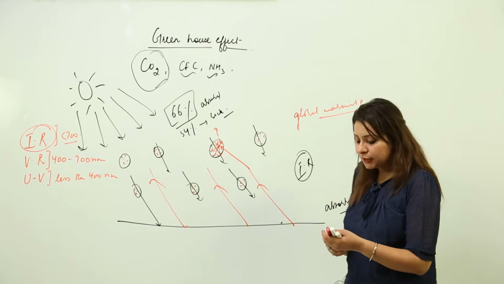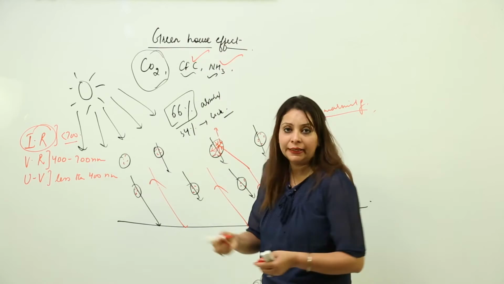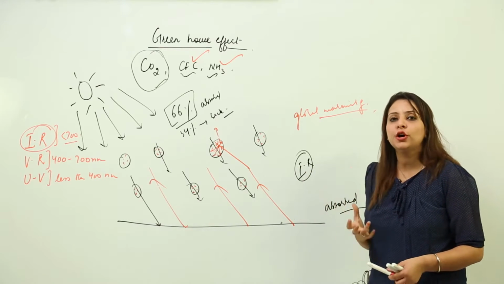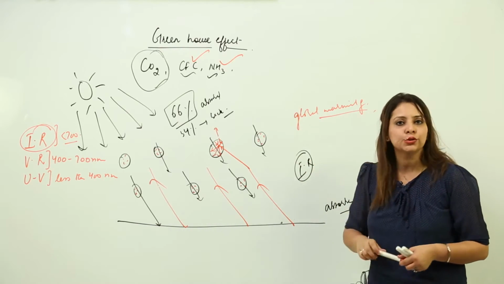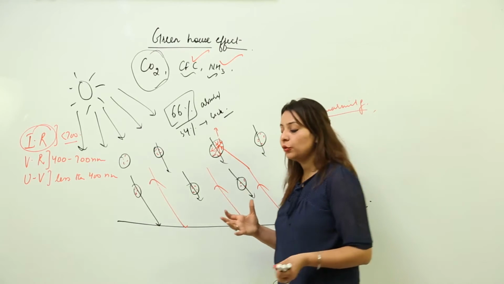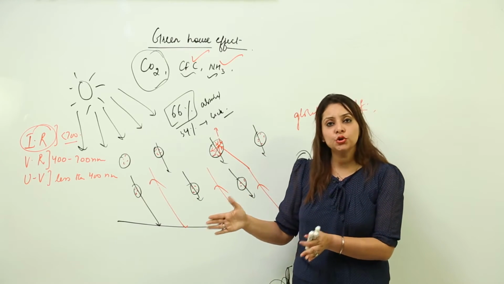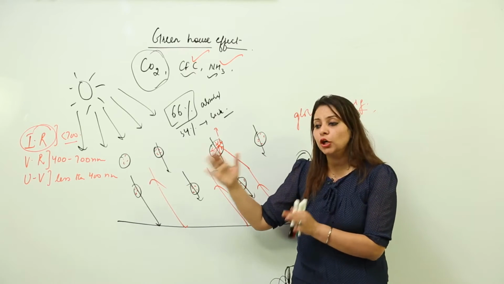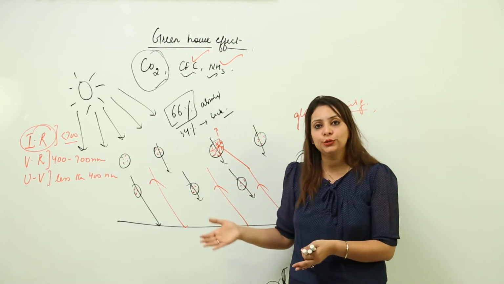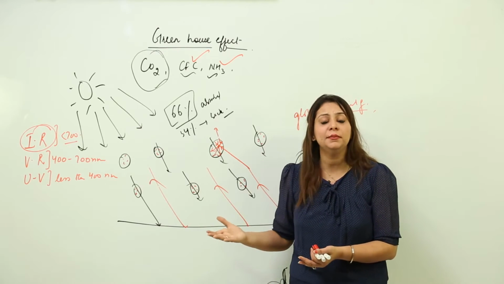The gases which can trap these infrared radiations are CFCs, ammonia, and argon also, but the major gas which is the main cause of the greenhouse effect is CO2, carbon dioxide. The greenhouse effect is going to have harmful effects. CO2 is not harmful for us, but when it exceeds a certain limit it becomes a pollutant, because it increases the greenhouse effect and affects the climate of the earth.